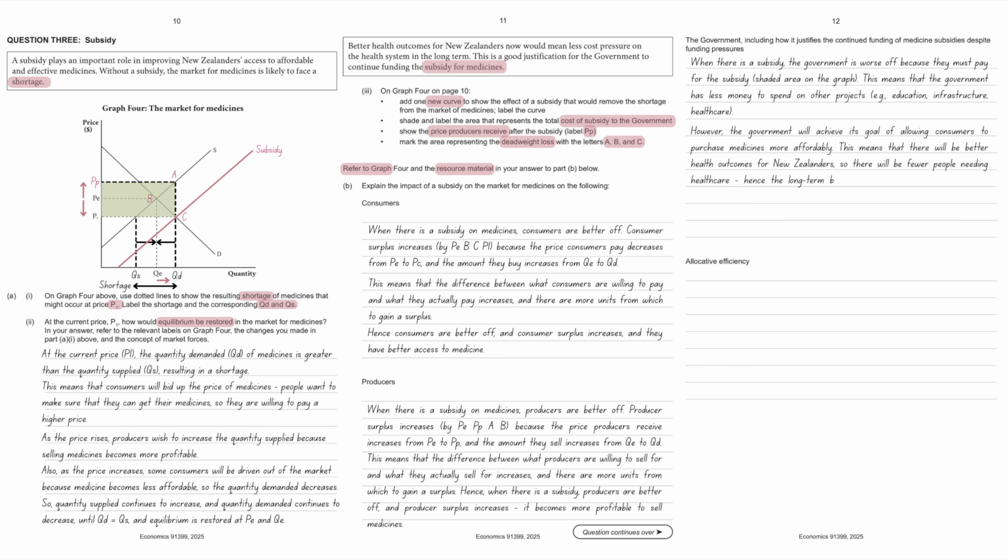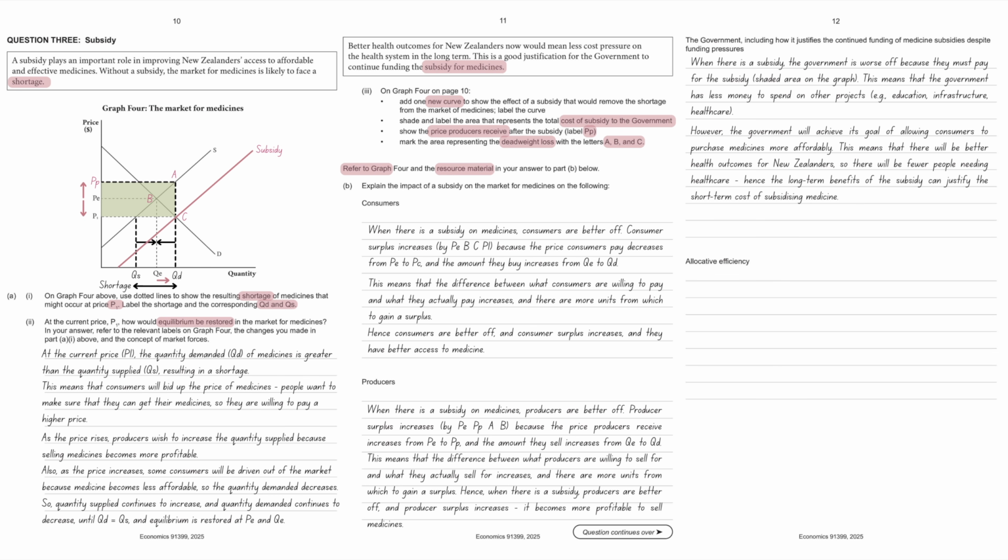So yes, it costs them some money, but the government does also have, theoretically at least, our best interest at heart. So they are trying to ensure that we can afford medicines. So they have achieved that goal. This means that there will be better health outcomes for New Zealanders because they have better access to medicines. So there will be fewer people needing healthcare.